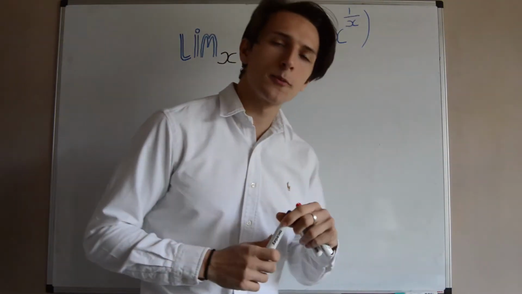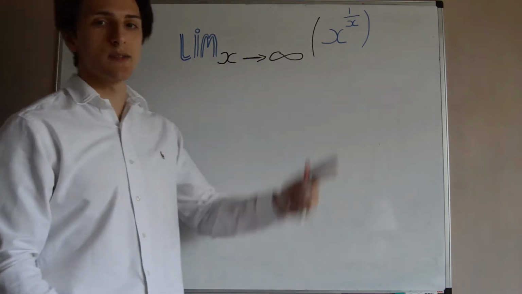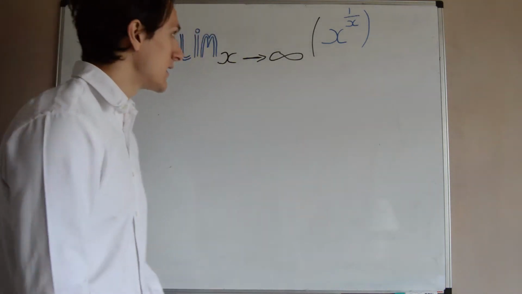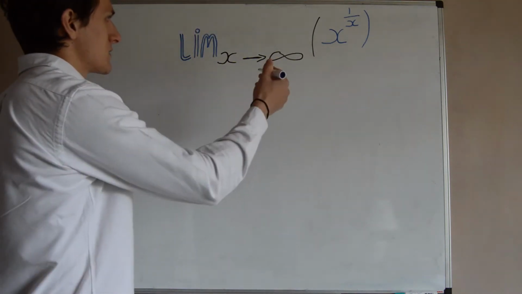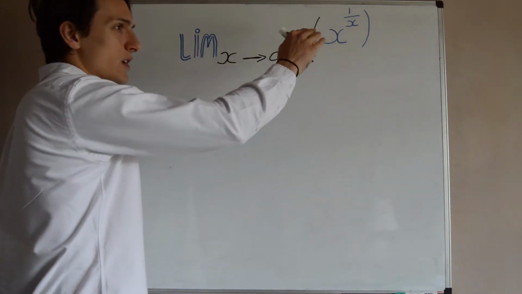Hey everyone, today we're going to be doing this cool and weird limit. It's the limit as x goes to infinity of x to the power of 1 over x. Now let's just take a moment to think about what that means. We have a limit as x goes to infinity of x to the 1 over x.